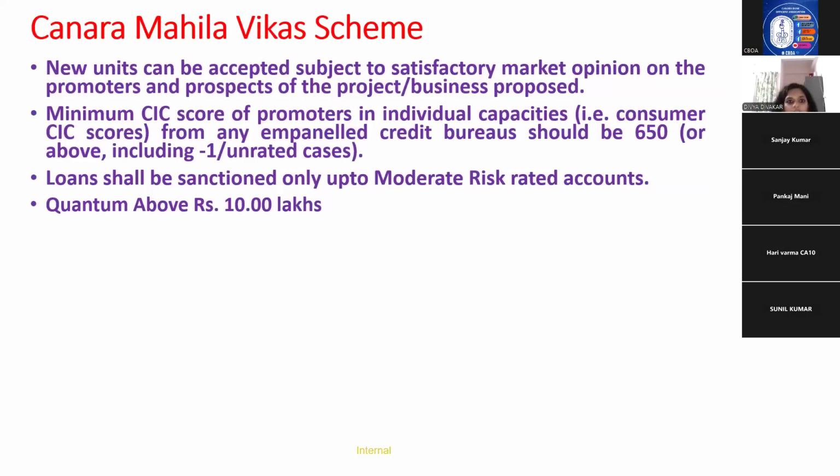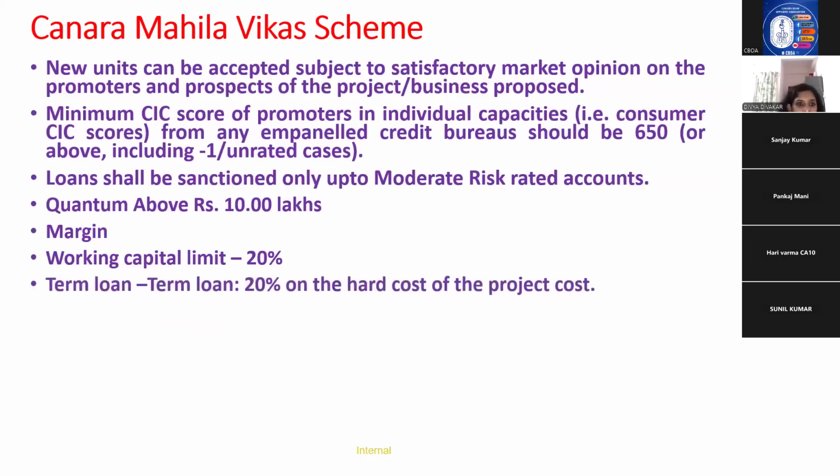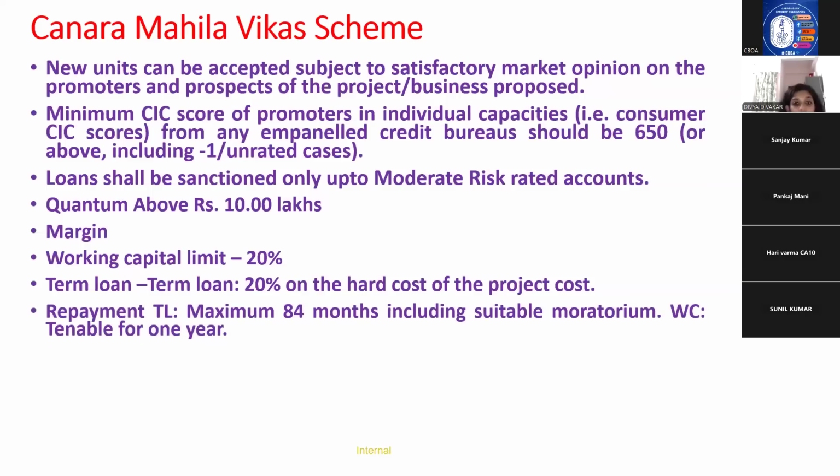Minimum CIC should be 650. Loans up to moderate risk. Remember, all these schemes normally it will be moderate risk. When we think of Star, quantum above 10 lakhs, margin, working capital means 20%, term loan means 25%, sorry, 20%.